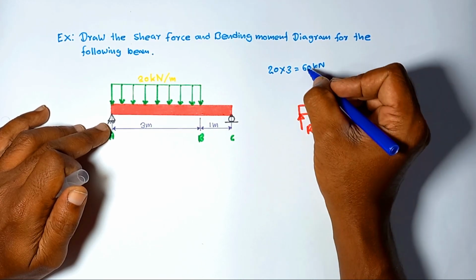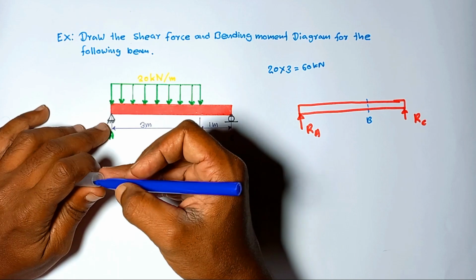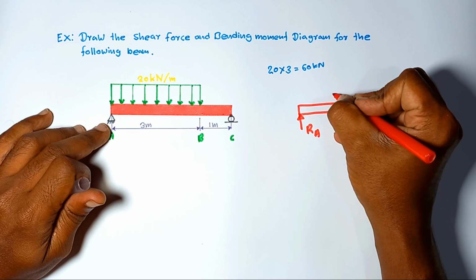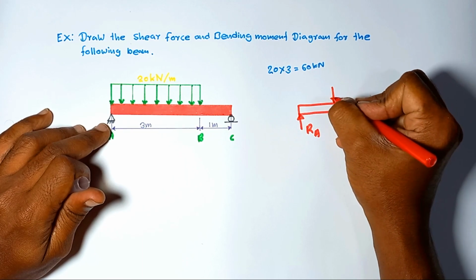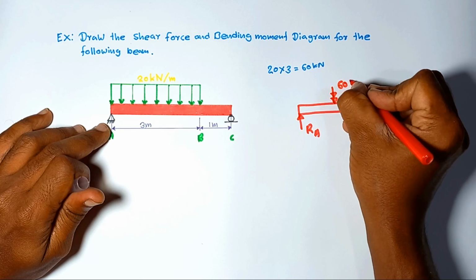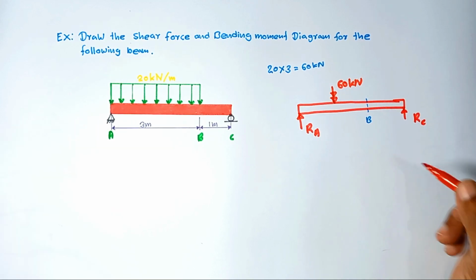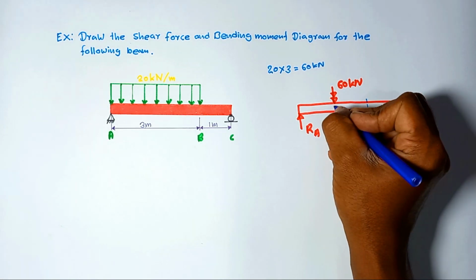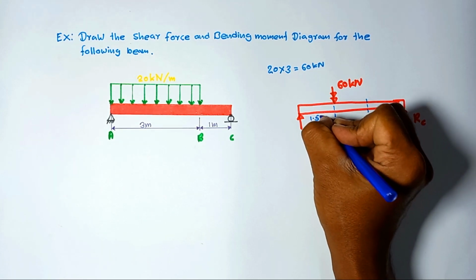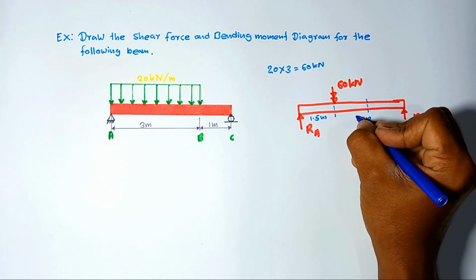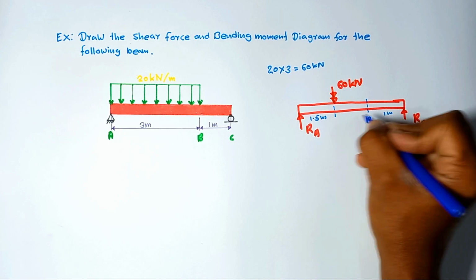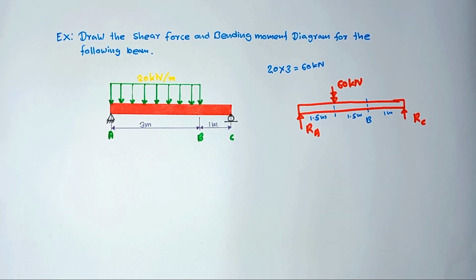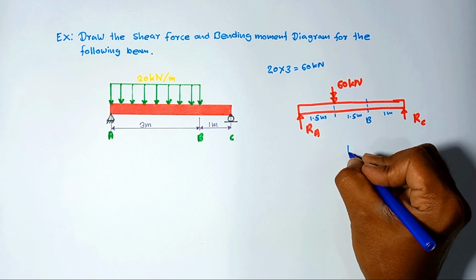So the 60 kilonewton force we can represent by a resultant force of these parallel forces, acting at the middle of the distributed load. 60 kilonewton, that is acting at the middle. Okay. So then what are the dimensions? Here 1.5 meters. Here again 1.5. Here 1 meter. Here 1.5 meters.